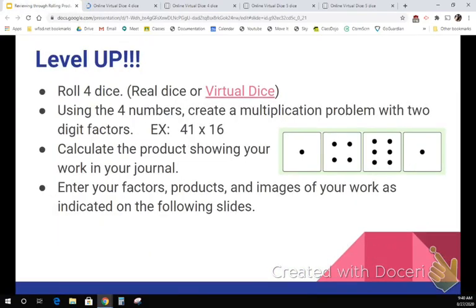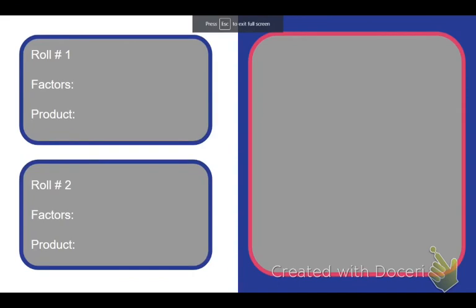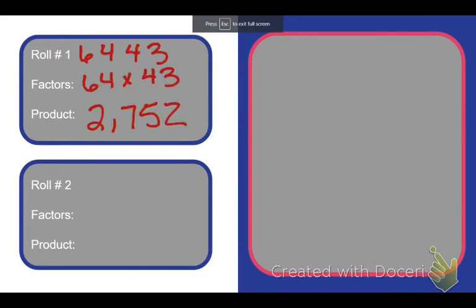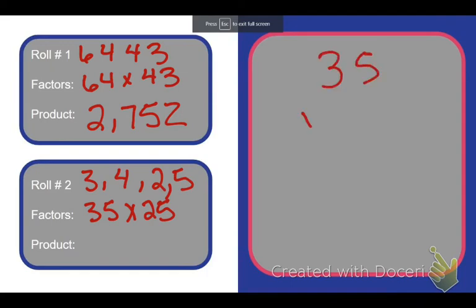So let's go back here. What was it? 3, 4, 2, 5. Should we just do 34 and 25? Yes. Okay, 34 times 25. Easy peasy, lemon squeezy. Extra cheese. Yeah, I love it. Okay, 35 times, what's 34? Oh, my bad. You're right. I was like, that doesn't sound right. 34 times 25.